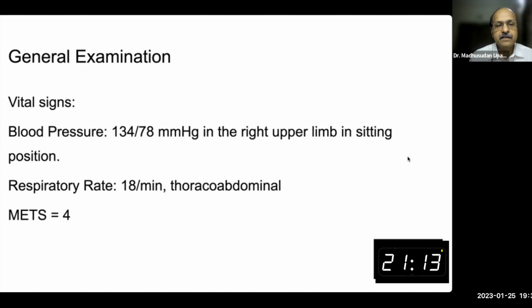Anything else? Sir, obviously the blood pressure would fall, right? The blood pressure would fall, sir. Okay. How do you manage this? Okay, anyway, we will come to that later.